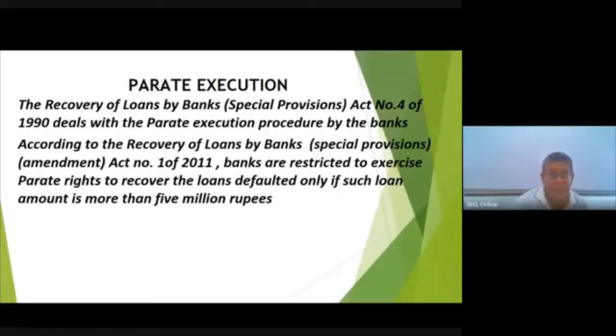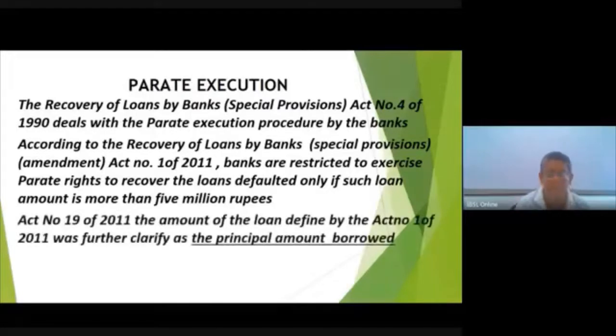Okay. So then a question came about the principal amount borrowed. Now, with parate execution, what is the total value? If you can execute, the loan value is more than 5 million. Right, so then a famous case came. So what is the principal amount? They said, not with interest, the principal amount borrowed. You cannot consider that 5 million with interest.